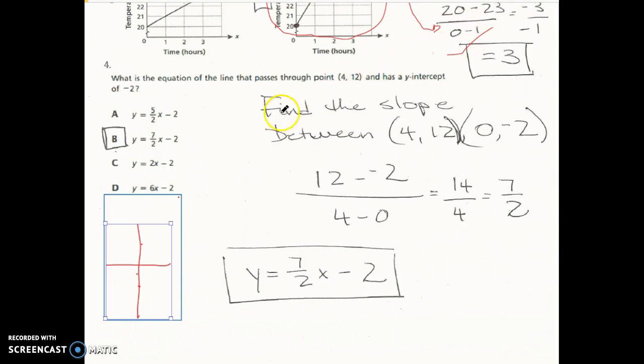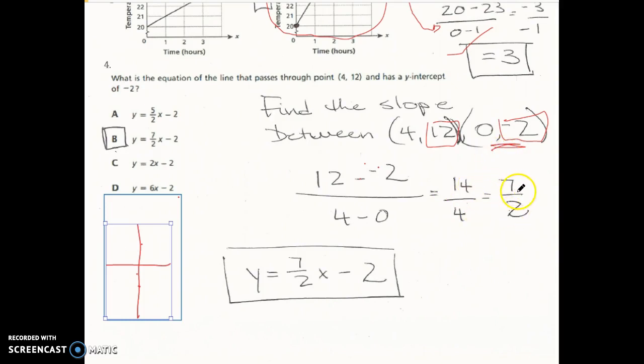It passes through this point, and so one of the points has to be, and maybe this is the tricky part, one of the points has to be 0 and -2. So I subtract my y's, 12 minus a -2, right here, and then 4 minus 0. When I subtract a negative, I add a positive. 12 minus a -2 is 14. 4 minus 0 is 4.